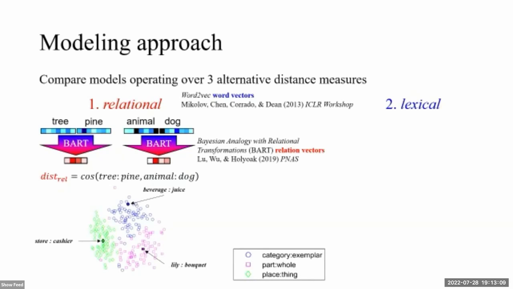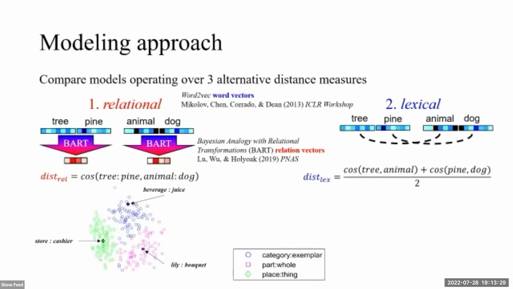The other distance measure that we were looking at was this lexical measure, which was just directly a measure of the individual lexical semantics of each of the words constituting each word pair. To implement this distance measure, what we did is we computed the cosine distance between the first word of each word pair and the second word of each word pair, and then we just averaged them. And to give you that same t-SNE plot, but using the lexical distance measure instead of the relational distance measure, I plotted that here.